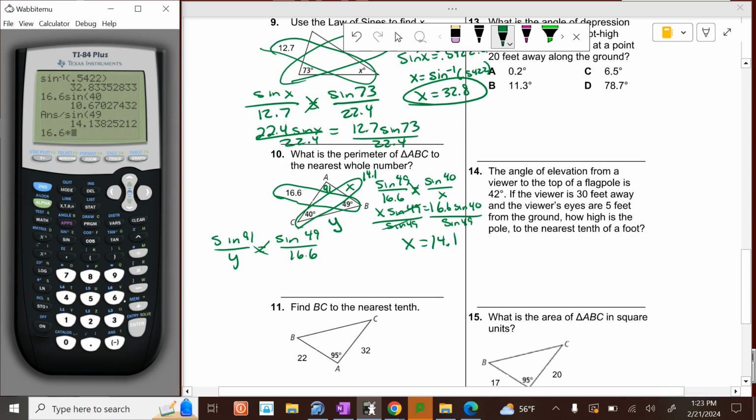16.6 times the sine of 91 divided by the sine of 49 is 21.99, or 22. So you take 22 plus 14.1 plus 16.6. And it says round to the nearest whole number. That's 53.